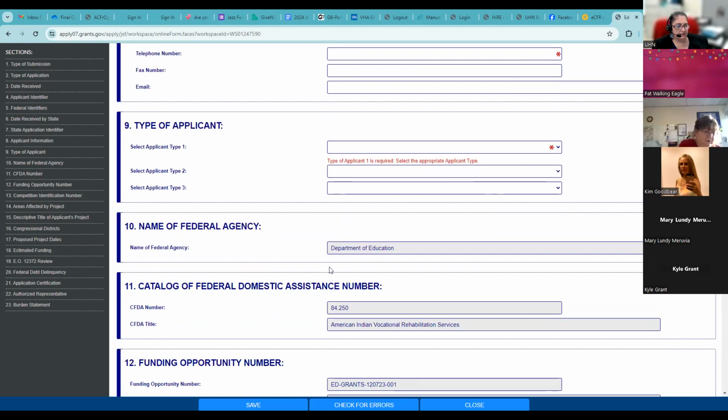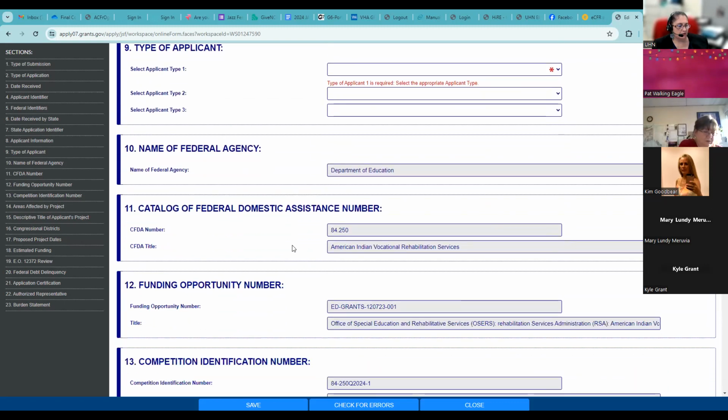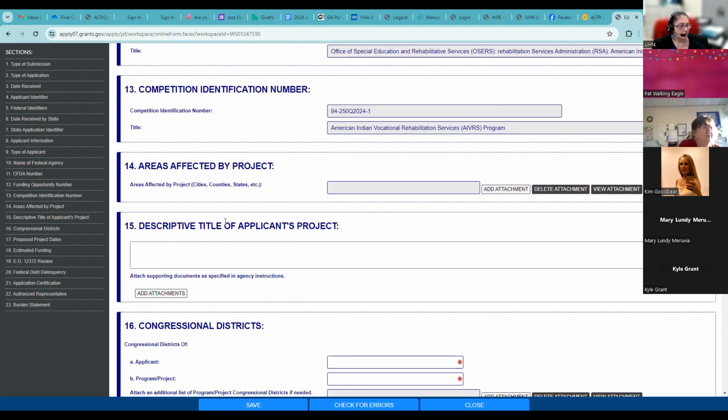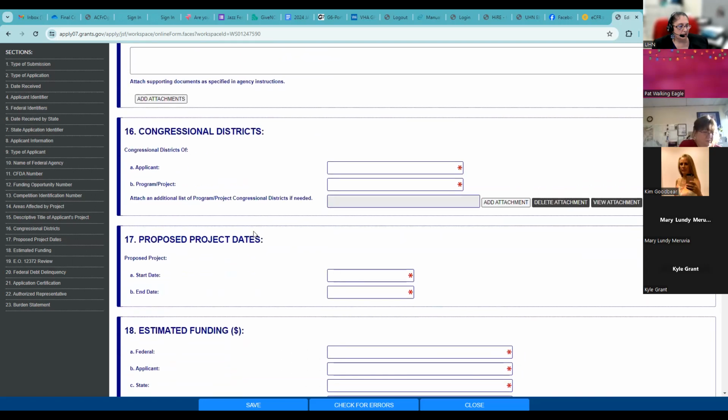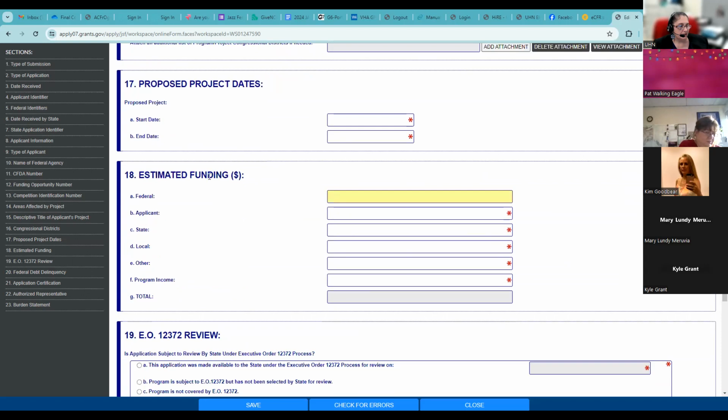And then you'll see all of this gets preprinted in. You don't have to go digging for that. What's the descriptive title of your project? What congressional district you're in, and applicant, your program project, dates. And then number 18 is where you're starting to fill in. So what is the federal amount that you're asking? And this is over the entire 5 years. And the applicant, so this is the match.